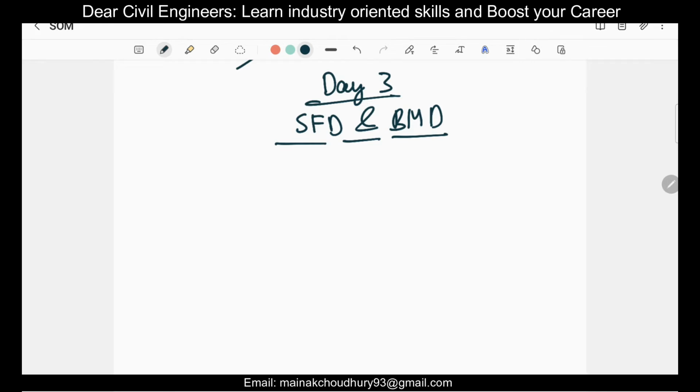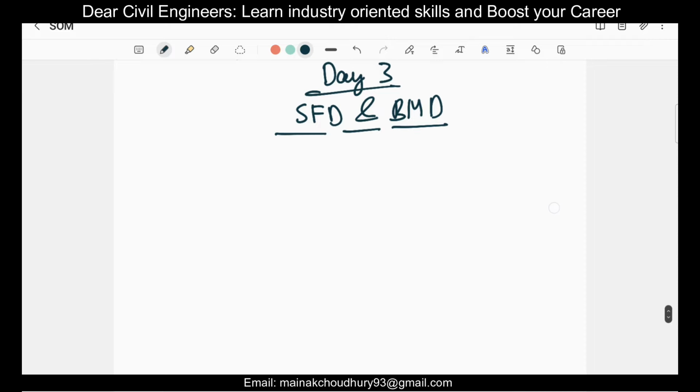So today we'll start with the bending moment and shear force diagram. First of all, we'll learn a little bit about shear force and bending moment, and then we'll solve some numericals. Whenever an external force acts on a body, some internal reactions develop. Shear force and bending moment are part of that.